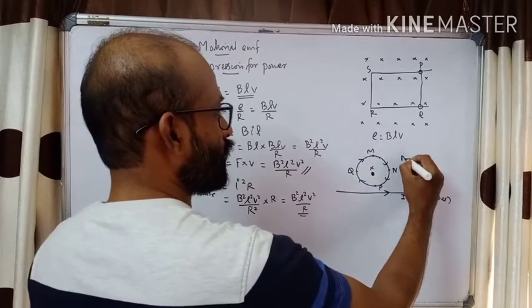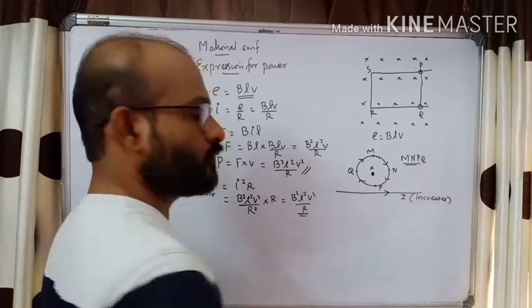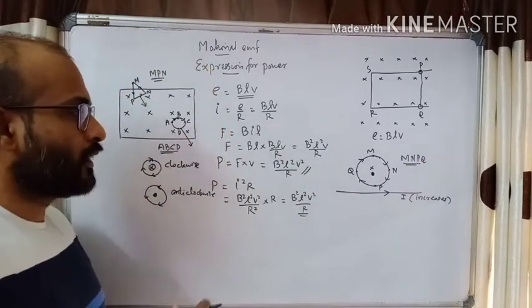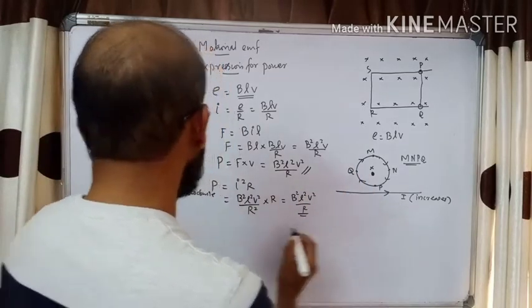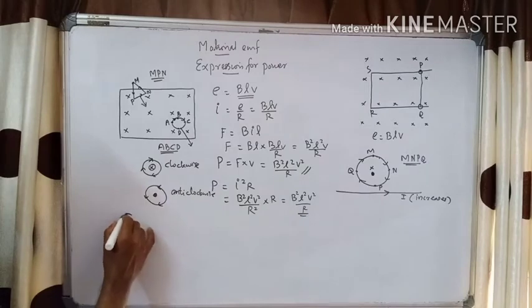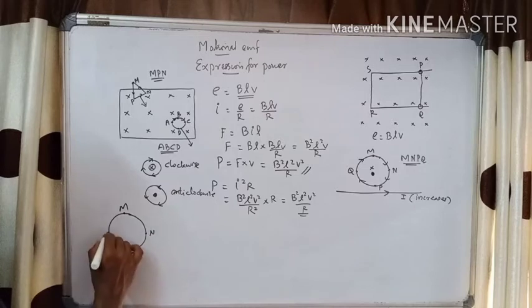I can give the direction M, N, P, Q. In this direction, current should flow. Okay, now we'll see another condition. Same question in the opposite manner. See, we can draw here, we have the same circular loop. I can name the loop as M, N, P, Q.